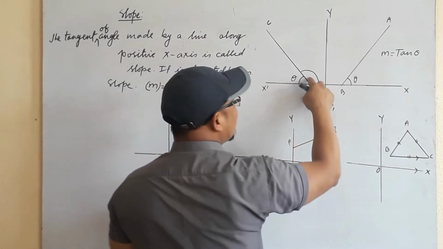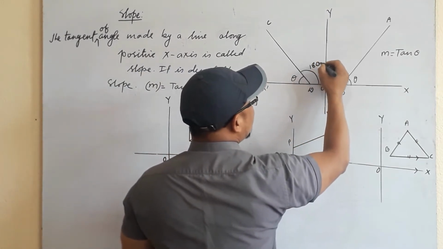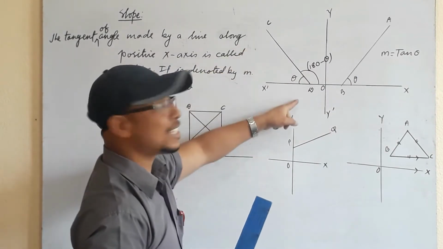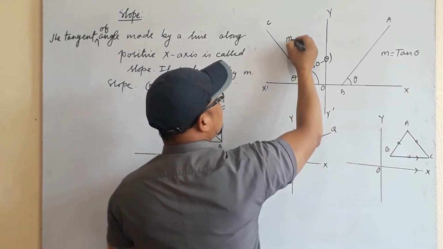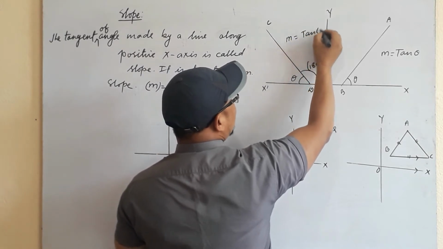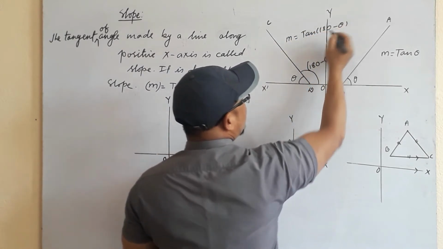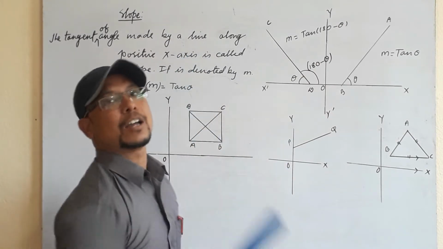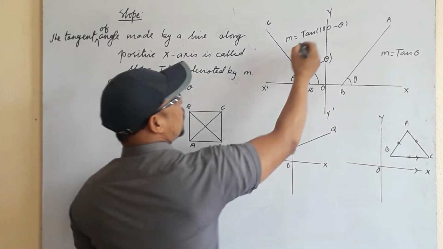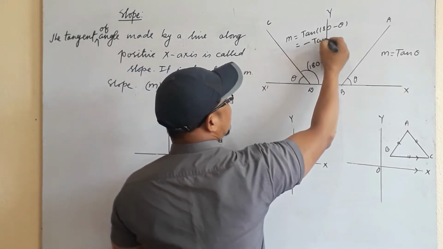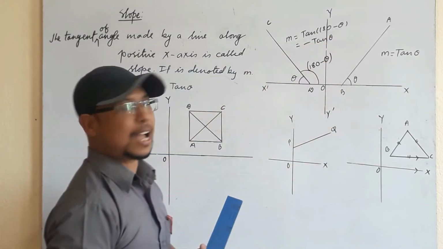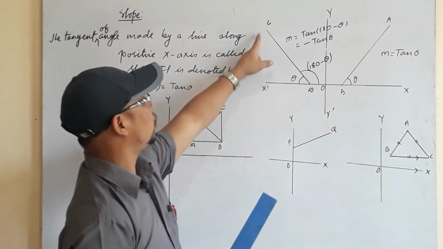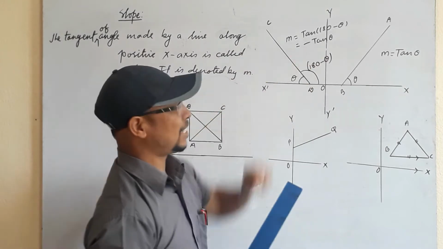So what is this angle? Of course, 180 minus theta. So what is the slope of this line CD? The slope of CD is m equals tan(180 minus theta). You should subtract from 180 if the angle is taken on the negative x-axis. So you can write this as minus tan theta. Remember, the angle must be with the positive x-axis. So the slope of CD is minus tan theta.